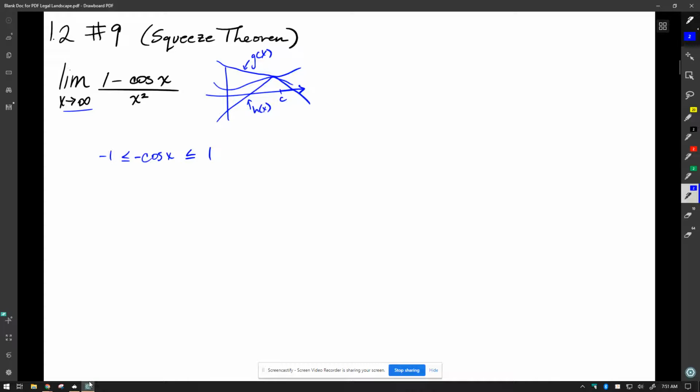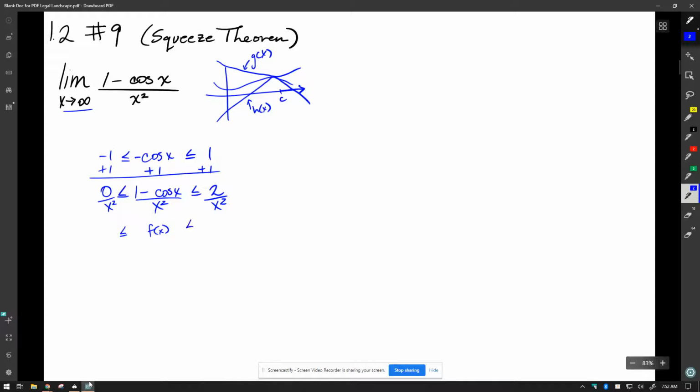And I put that negative sign there because we're trying to build this function 1 minus the cosine of x over x squared. So next we need that 1. So let's add 1 to each of the pieces of this inequality. And that gives us now an inequality of 0 is less than or equal to 1 minus the cosine of x, which is less than or equal to 2. And then finally, we can divide each of these pieces by x squared. And now we have a triple inequality that says our function, which we're calling f of x, lives between 2 over x squared and 0 over x squared.